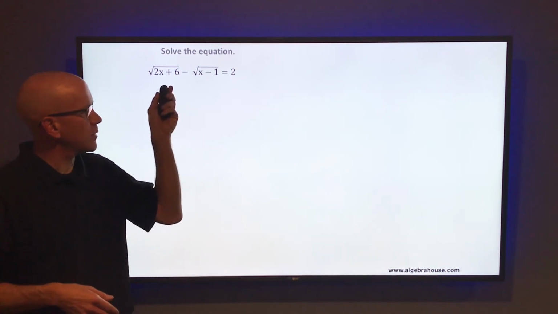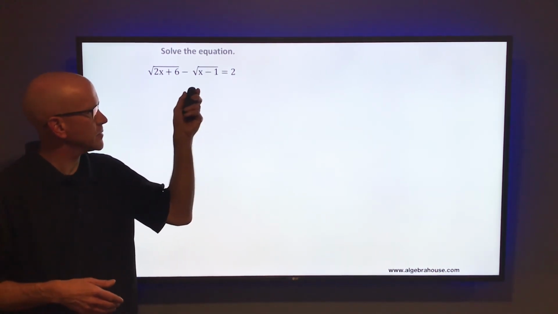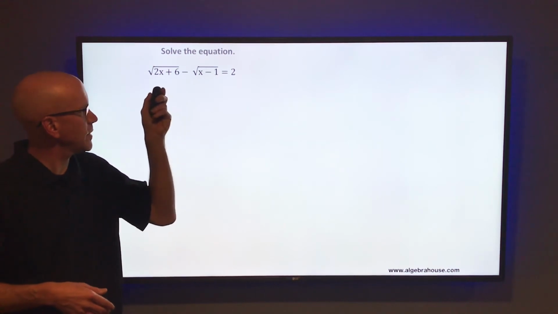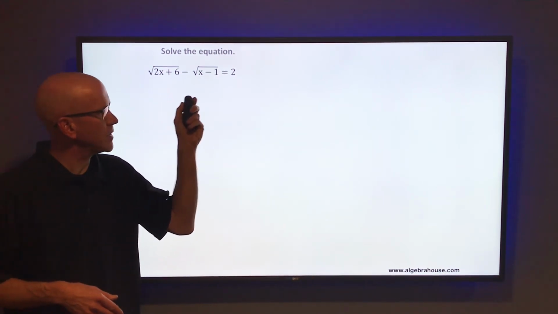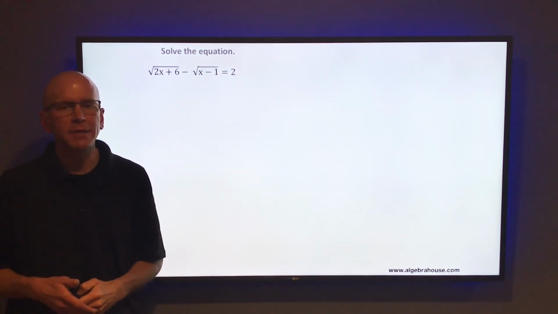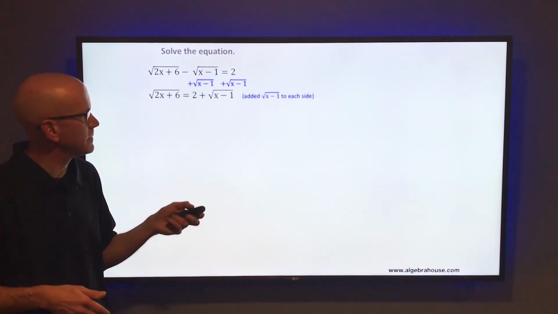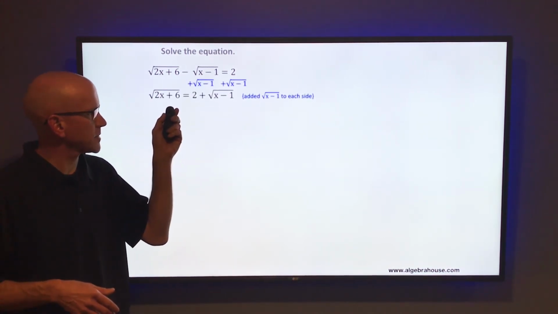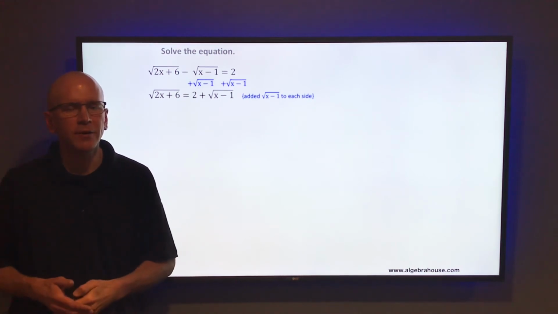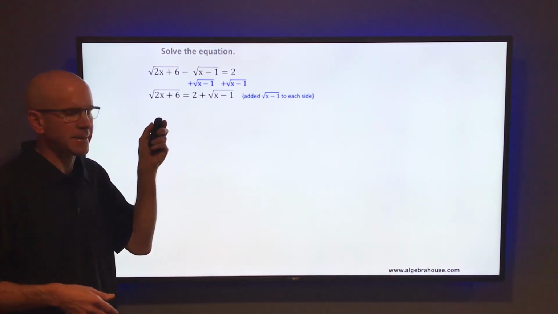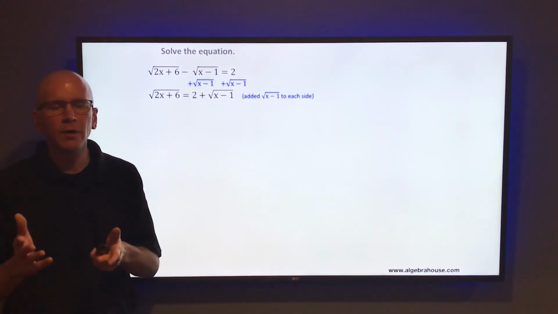So I'd say the square root of 2x plus 6 looks more complicated than the square root of x minus 1. So we're going to isolate that square root of 2x plus 6 by moving that square root of x minus 1 to the right side. So add the square root of x minus 1 to each side. When you do that, you get the square root of 2x plus 6 equals 2 plus the square root of x minus 1. We're going to eliminate that radical sign on the left by squaring both sides.